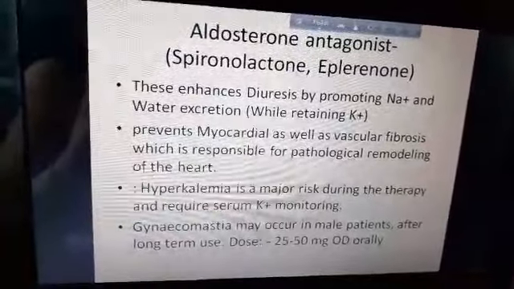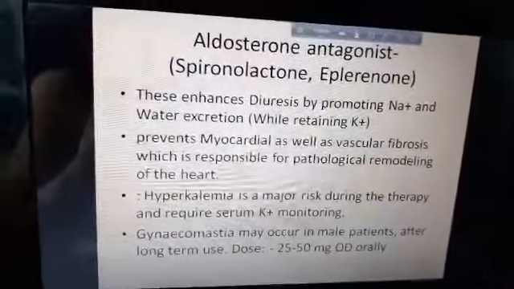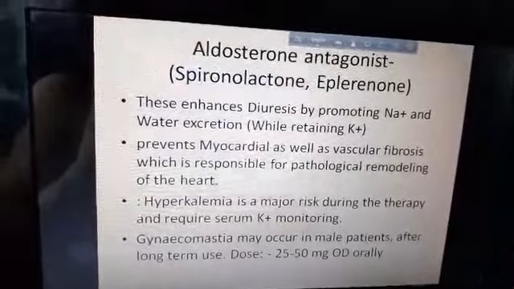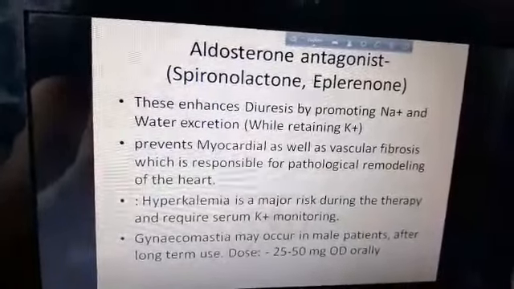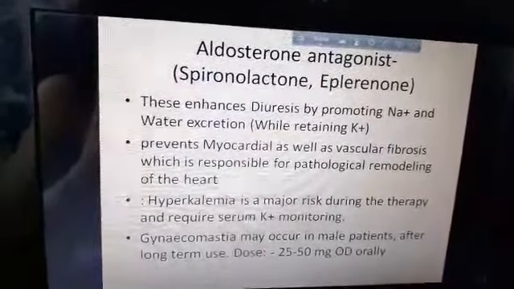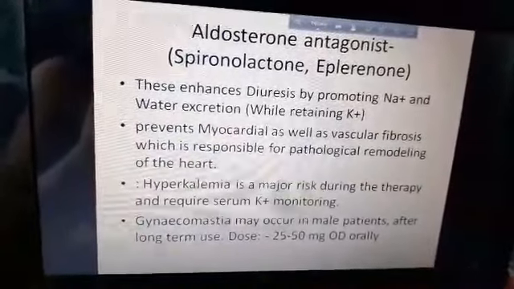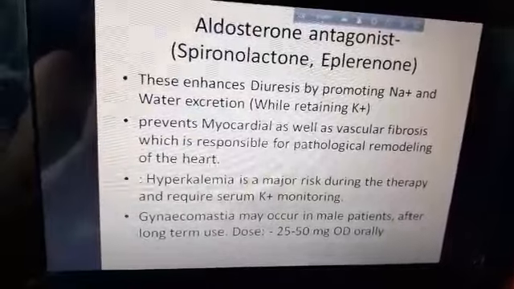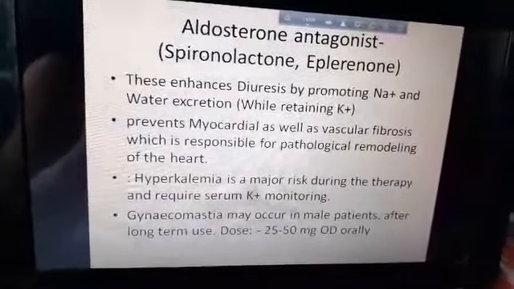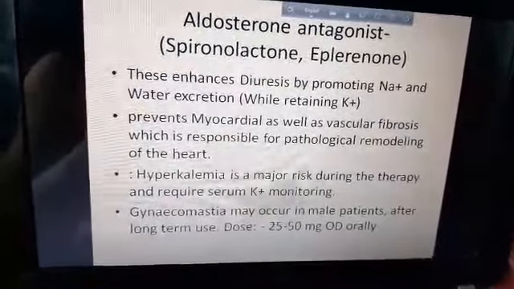Hyperkalemia is a major risk factor during therapy and requires sodium and potassium monitoring. If an aldosterone antagonist and an ACE inhibitor or ARB are given together, there is a further increased risk of hyperkalemia. We should monitor potassium very frequently. Gynecomastia may occur in male patients after long-term use. Dose is 25 to 50 mg once daily.